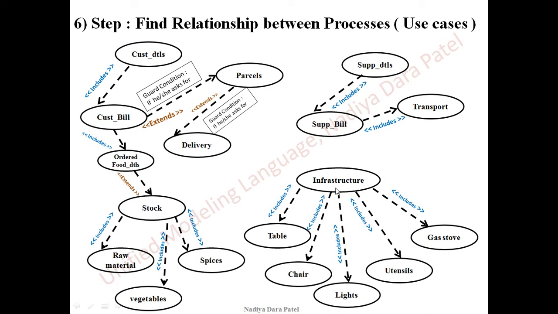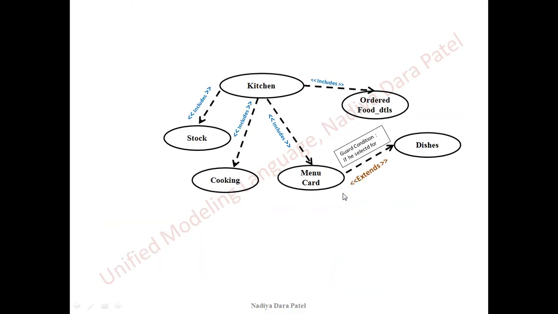Similarly, infrastructure can be one big use case which can hold table, chair, lights, utensils, gas stove, etc. everything together. Now here, you can make use of an include relationship or you can make use of a generalization relationship as well. The next relationship which I found in our main and very most important use case was kitchen.